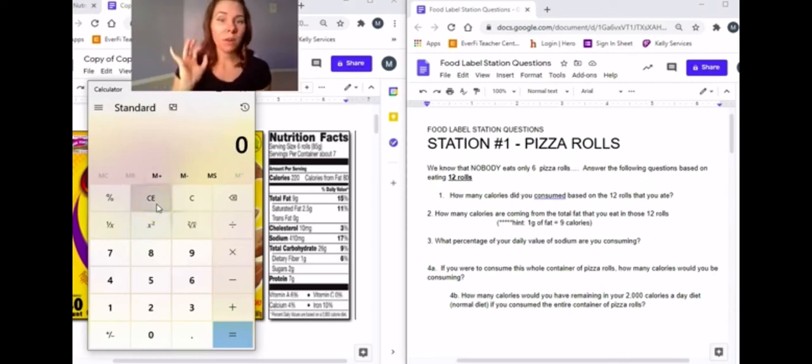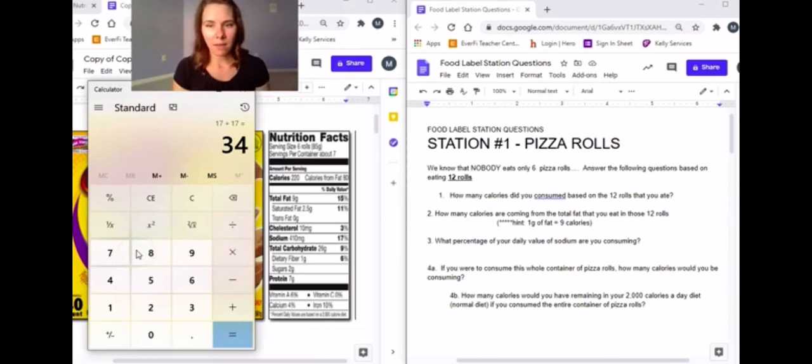Alrighty, so for number 3, what percentage of our daily value of sodium are we consuming? If we look down below, sodium is 410 milligrams, but over on the right, we have 17% of our daily value. So again, for 12 rolls, we go 17 times 2, because we had 2 servings, that's 34. 34% of our daily value is what we are consuming of sodium.